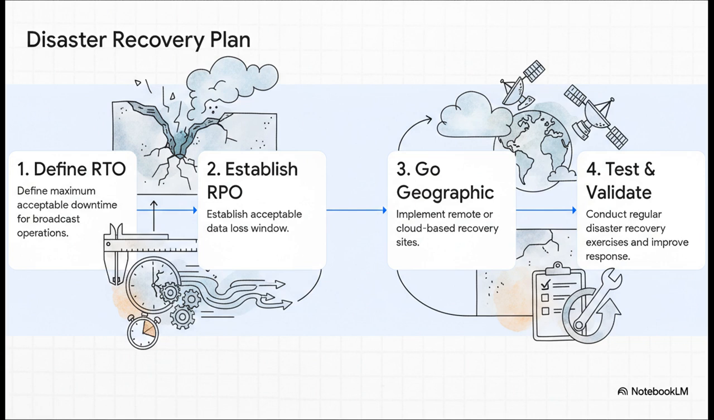You have to define your recovery time objective, or RTO. That's just how quickly do we need to be back on air. And you also need your recovery point objective, or RPO. How much data can we afford to lose? It's a calculated strategy designed to help you survive any major failure.